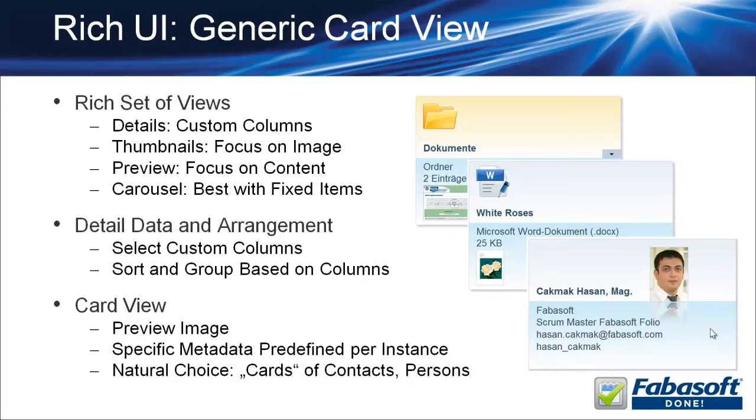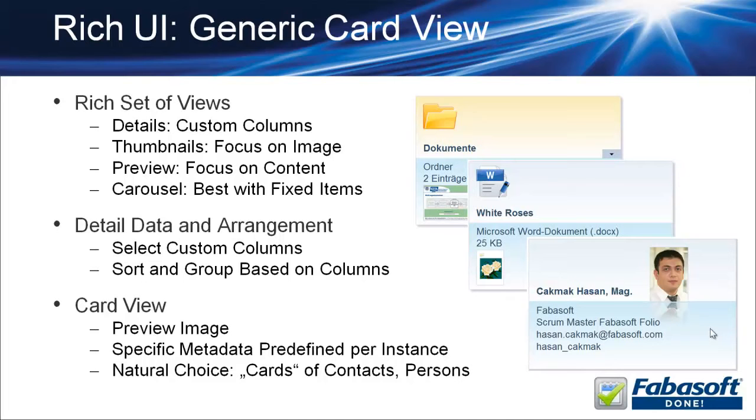We have a preview view where we have a focus on contents. We show a big content in the center of the page and have an easy selection of this document presented. Then there is an additional carousel view. It's best used with fixed items. They are presented in a kind of carousel, and the user can select one of the items, for example, to enter some specific working domain area.